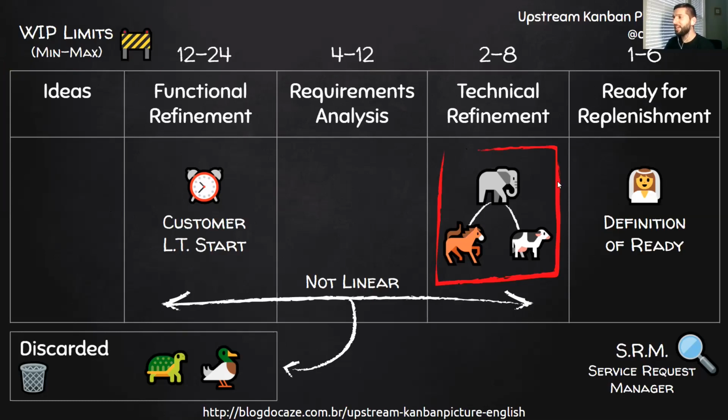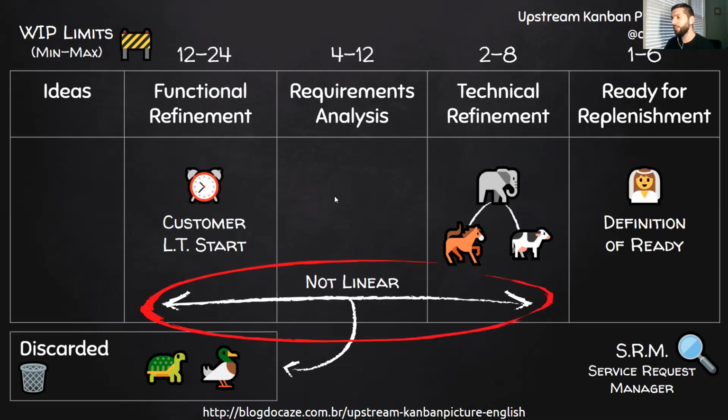And maybe this analogy is about an elephant, which is a huge story, something big. And maybe in replenishment, in upstream, we can do the refinement and split the elephant into a horse and a cow or something like this. This is an analogy about the size of the things that we are working on. Also in upstream, we have a non-linear flow. In delivery, we are always saying we need to develop, we need to test, and if you find a bug, we don't go to the left with the card.